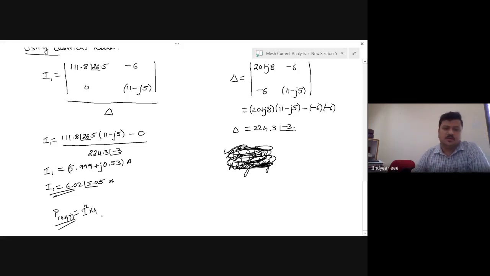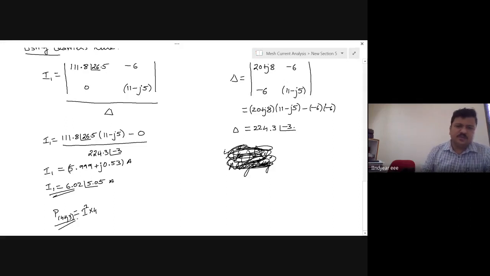But to calculate cos phi across 4 plus J3, you should know the voltage across 4 plus J3. Then phi will be the angle between the voltage across 4 plus J3 and the current through 4 plus J3. Those are additional steps that we don't do. So one thing you should remember: power consumed will always occur only in the resistive part of the circuit. The reactive part of the circuit will never consume any power.